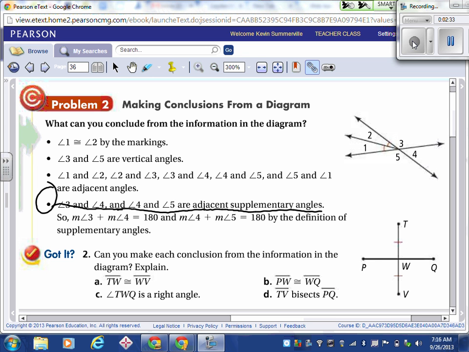Again, supplementary angles are angles that add up to 180. So if I take a look at angle 3 and angle 4, you can see that it goes from this line all the way to that line, and that shows us that that's 180 degrees. So angle 3 and angle 4 equal 180.